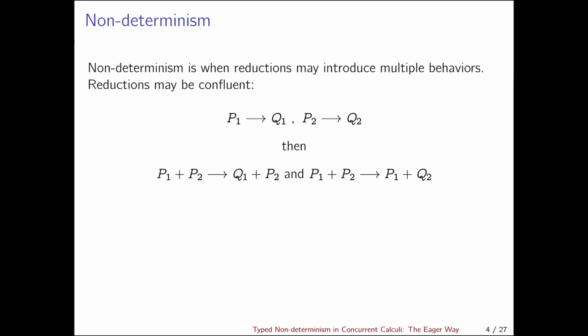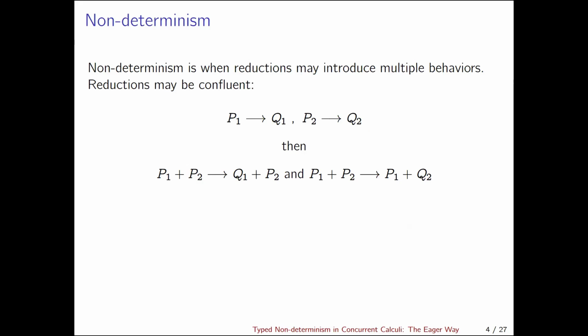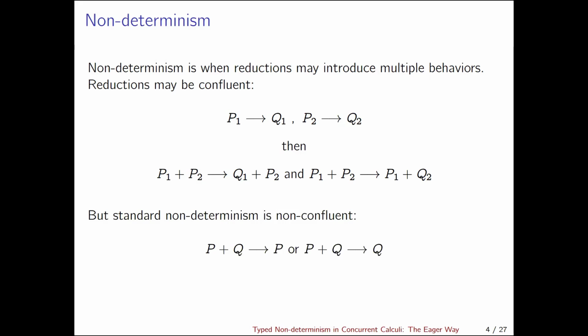But then, if you look at that process there, you can reduce P2, so you are going to end up with Q1 plus Q2, and here the same. So in the end, they end up in the same position. This is an example of confluent behavior. But this is not the standard non-determinism, which is non-confluent. Usually if you have a choice, you pick one and then you discard the other. So here I have two possible behaviors and it is not confluent. It's clear that it's not confluent.